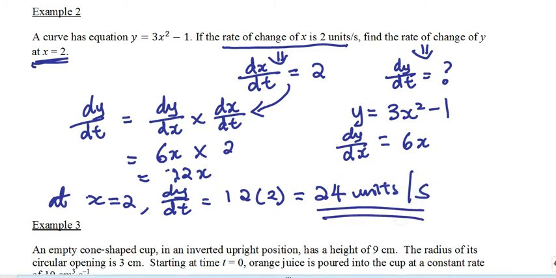Okay, so this is example 2. Basically, it's just asking you to make use of the formula for connected rates of change. So once you can recognize this, you can see that it is actually very simple to find the value for dy over dt, or the rate of change of y.